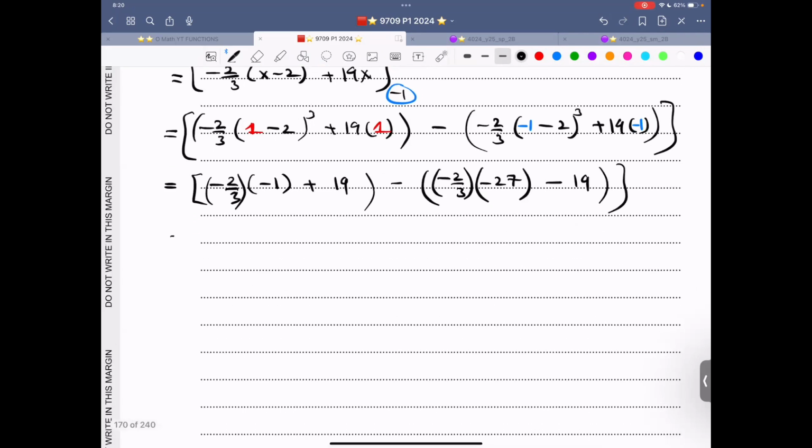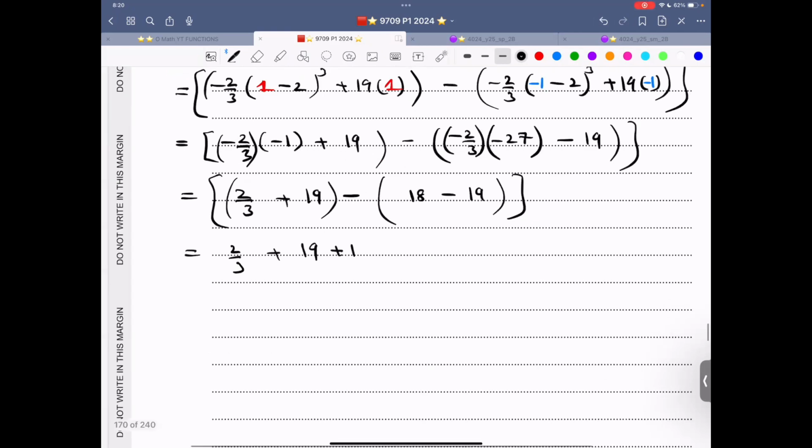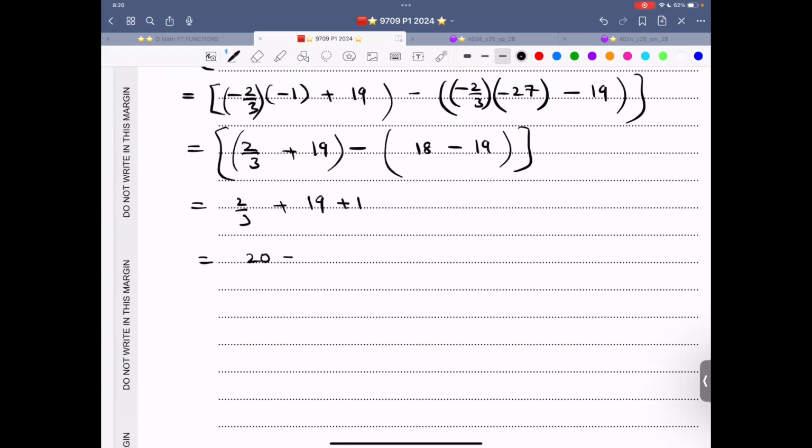So -2/3 into -1, that is 2/3. This is 19. Minus sign over here, big bracket over here. And then this is 3 1s are, 3 9s are, 9 2s are 18. That is positive 18. And this is 19. So now this 2/3 plus 19, 18 minus 19 is -1, minus becomes a plus. That is 20 plus 2/3. So that is 20 2/3 units square.